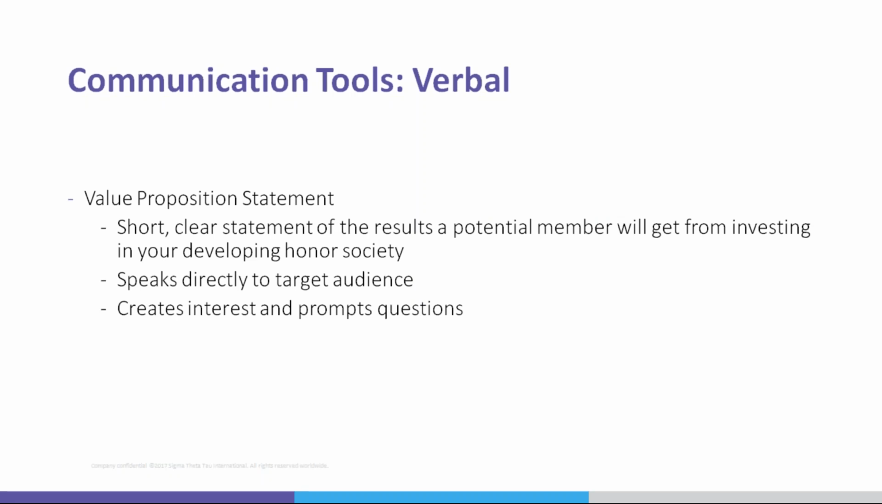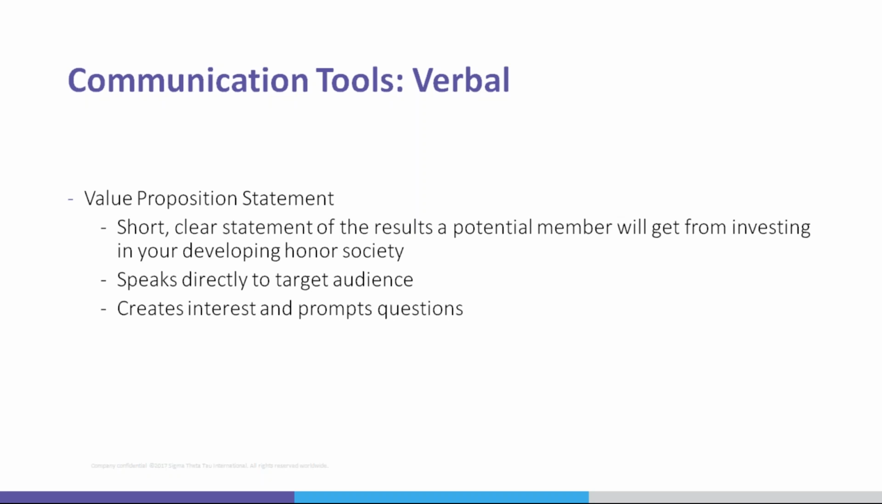The first is a value proposition statement. A value proposition statement is a short, clear statement of the concrete results a potential member will get from investing in the Developing Honor Society. A strong value proposition speaks directly to your target audience and creates interest so that your prospective members ask questions and want to learn more.